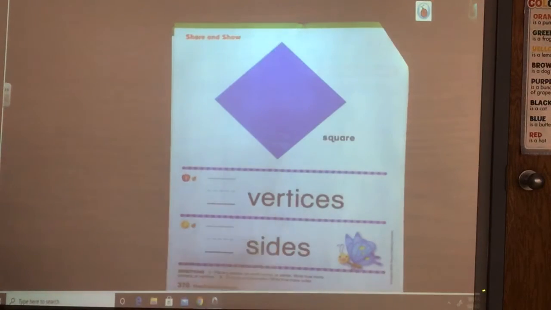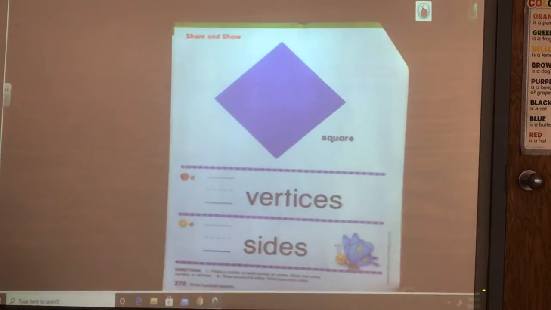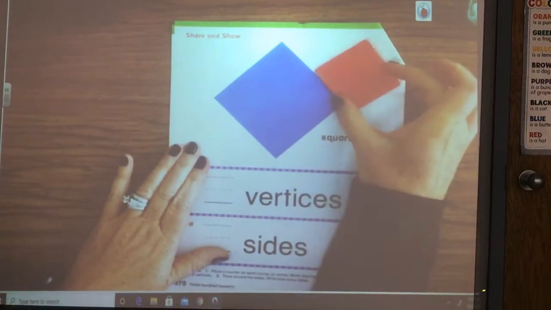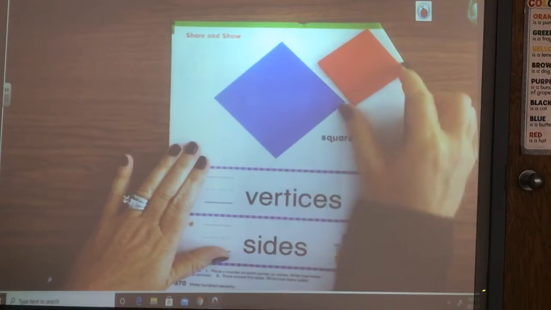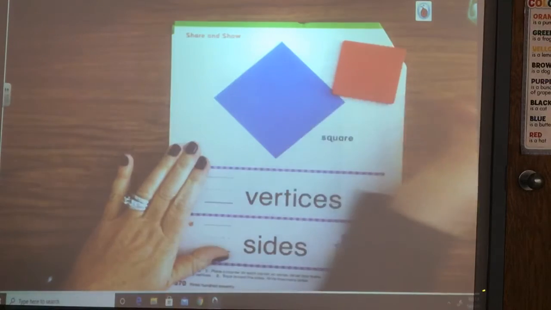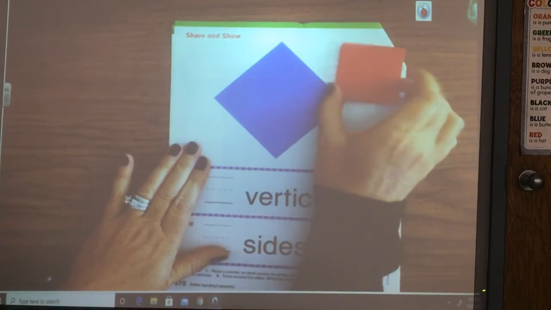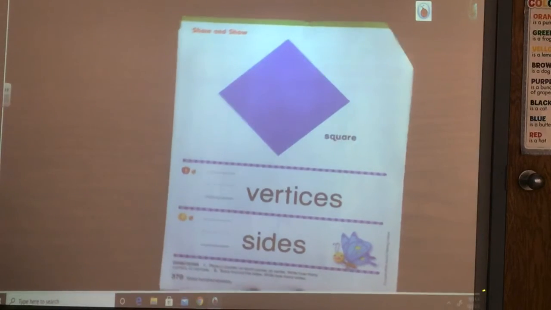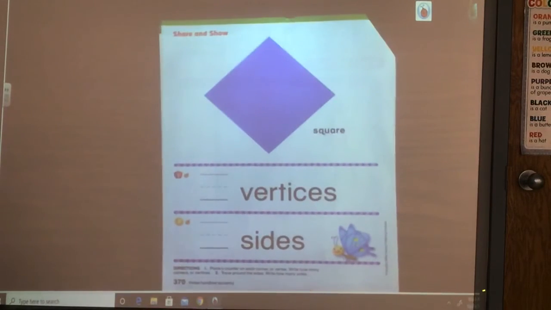Now, right here, what shape is that? That is still a square. It's like they just took this square and they turned it and put it up on one of its corners. It's still a square. It has 4 sides that are exactly the same and 4 vertices or 4 corners. They just changed it to make sure you knew that is a square.